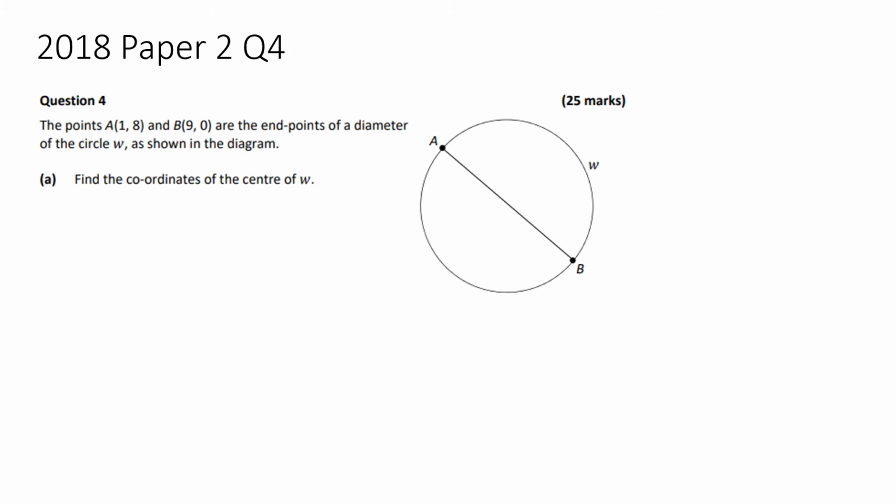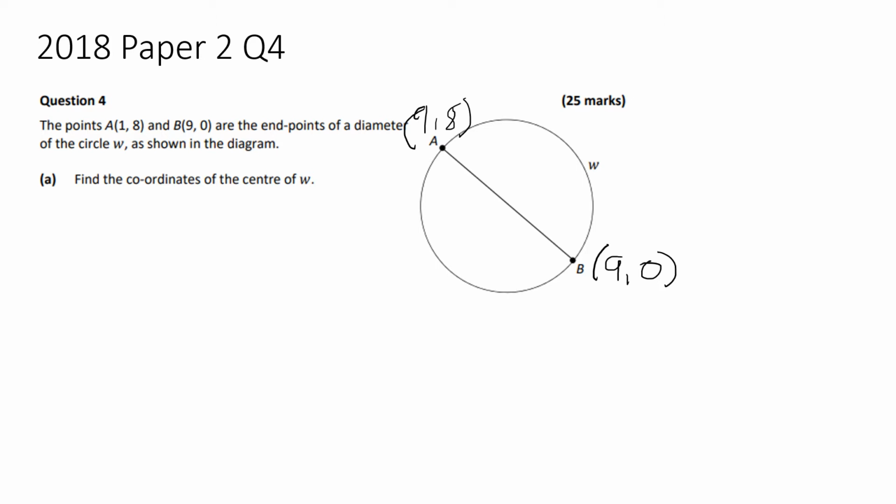So this is 2018 paper 2 question 4. What we have here is the points A, which is (1, 8), and point B here, which is (9, 0). They're the endpoints of a diameter of the circle W as shown in the diagram. So find the coordinates of the center of W.